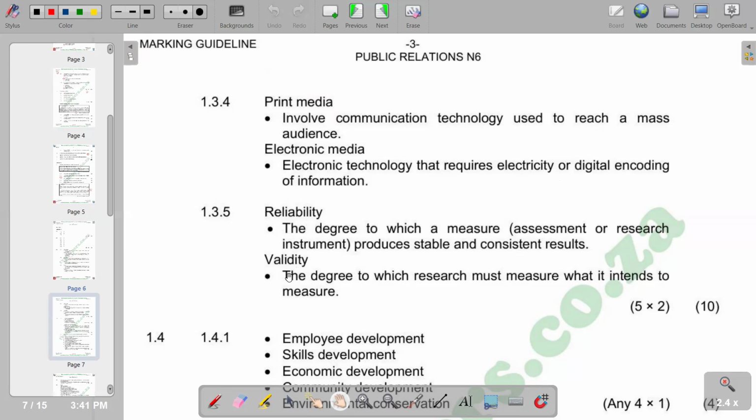So, of course, on the next part, we have reliability and validity, whereby reliability, we are saying, is the degree to which a measure (in brackets, assessment or research instrument) produces stable and consistent results.